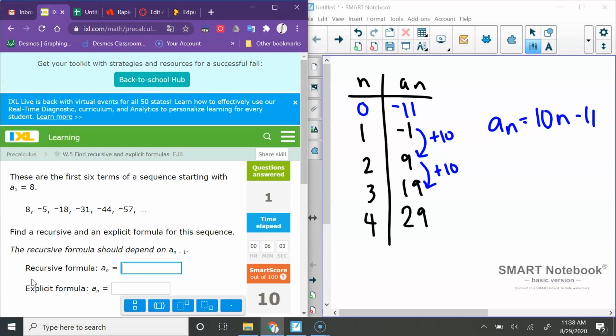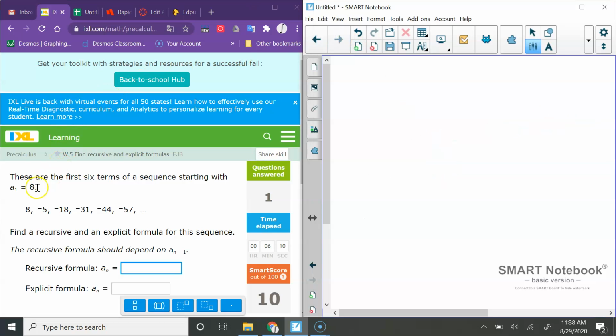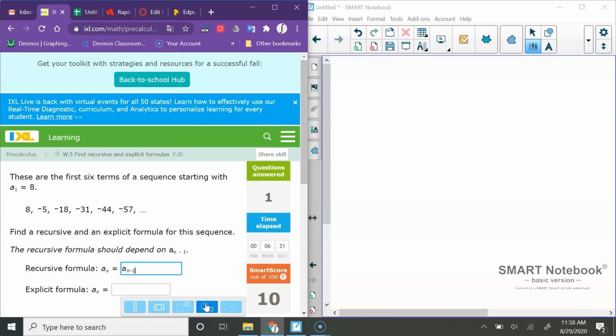Okay, here's another one. These are the first 6 terms of the sequence, and we can see here that we're going from 8 to -5, -18, -31, and I believe what we're doing right here is we're subtracting 13. You can test this out by just subtracting 13 several times, and that's exactly what's going to happen. So my recursive formula is going to be a sub n minus 1, and we are subtracting 13 each time.